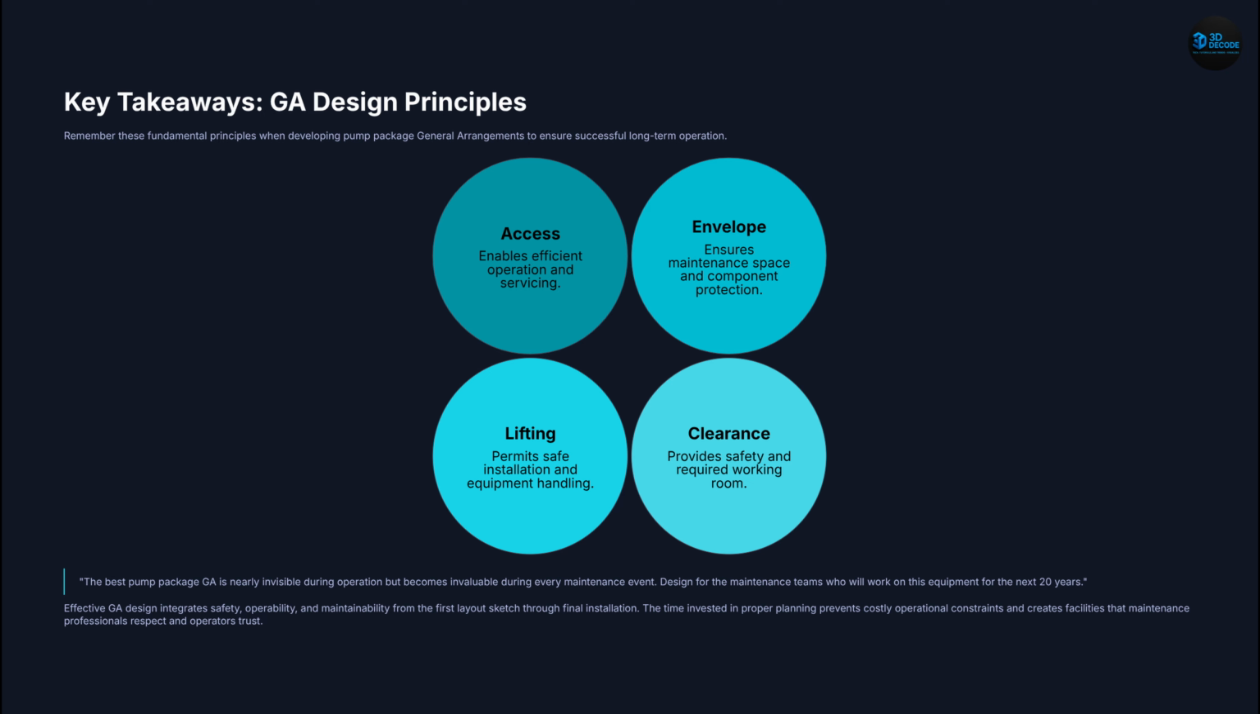But here's the deeper lesson. The best GA designs are almost invisible during operation. Nobody notices them because everything simply works. But during shutdowns, maintenance, inspections, and emergencies, that invisible engineering suddenly becomes priceless. And this is where true engineering maturity begins. You stop designing for drawings and start designing for real industrial life.